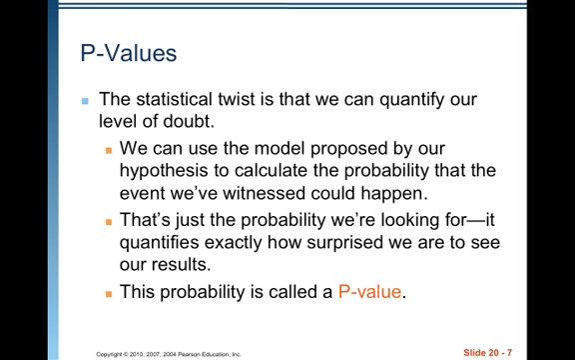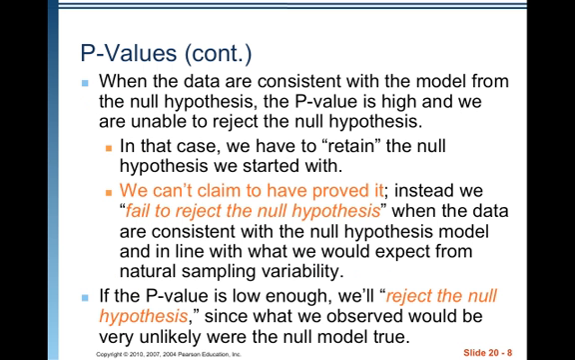This probability is called a p-value. Notice it's a capital P to help you tell the difference between the P-value and the value of p, the population proportion. When the data are consistent with the model from the null hypothesis, the P-value is high, and we are unable to reject the null hypothesis. So, if something happens 85% of the time, nobody's surprised. If the P-value is relatively speaking large, then you're not surprised by it. The data are consistent with the null. And so in that case, we have to retain the null hypothesis we started with.